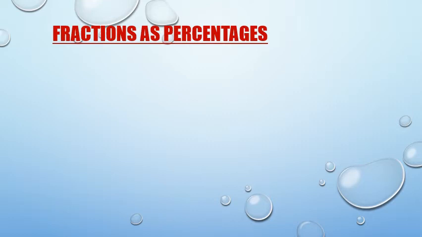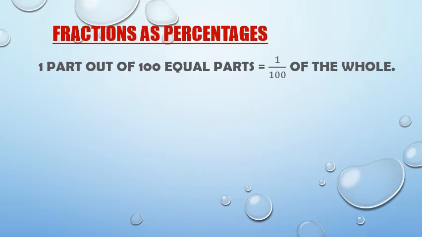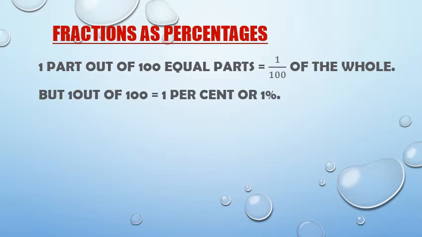Now children, fractions as percentage. One part out of 100 equal parts can be written as 1 upon 100 of the whole, right? The whole consists of 100 parts. And children, 1 out of 100 is equal to 1%, right? As we have learned in the previous slide, percent means out of 100. So 1 out of 100 means 1%. Therefore, 1 upon 100 is equal to 1%, or 1 with the percent symbol.